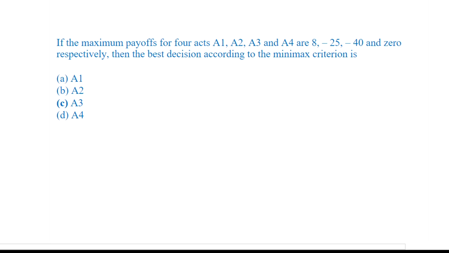If the maximum payoffs are given, then the best decision according to minimax. Dear students, the maximum value is already given. Now from the maximum, I am looking for the minimum value. What is the minimum value? The minimum value is minus 40. And this minus 40 corresponds to which act? A3. So what is the right answer? A3 is the right answer. Hope this is clear.